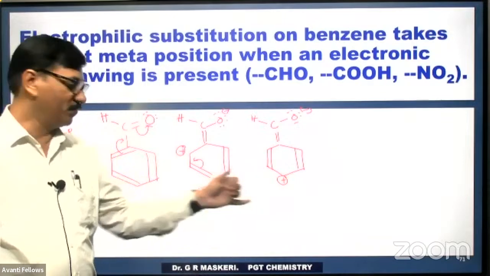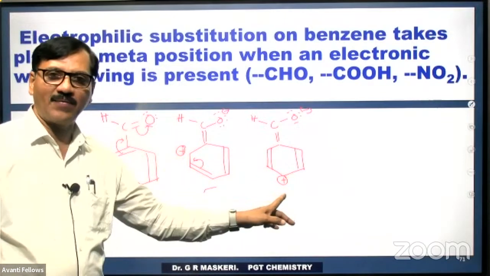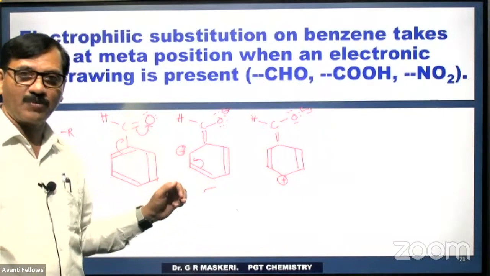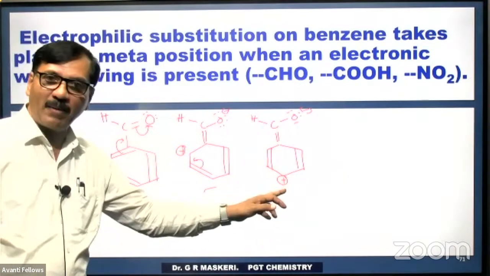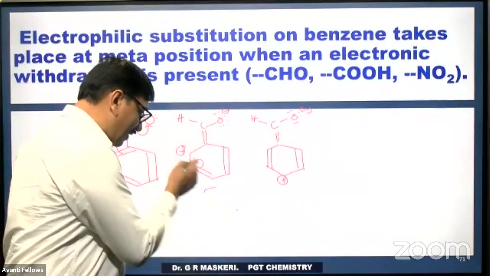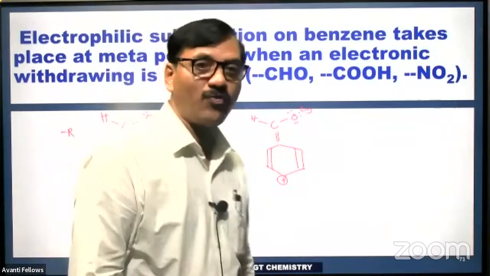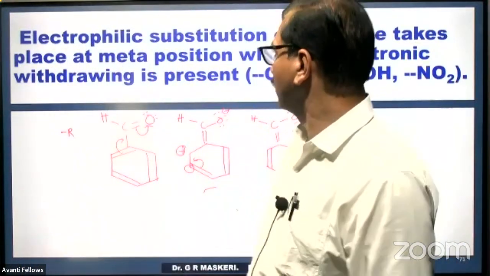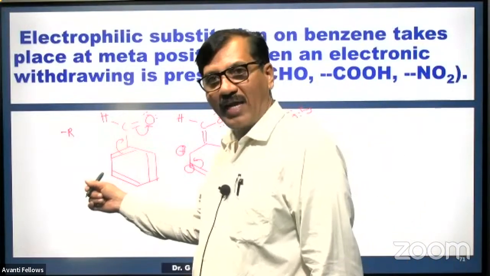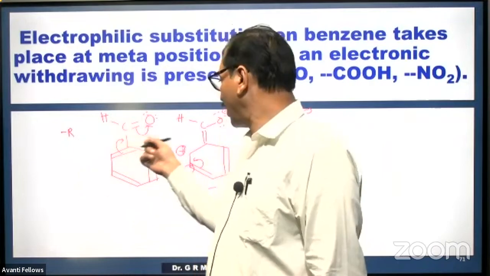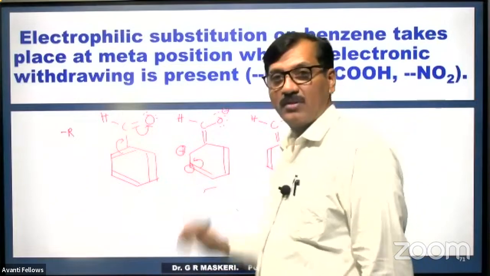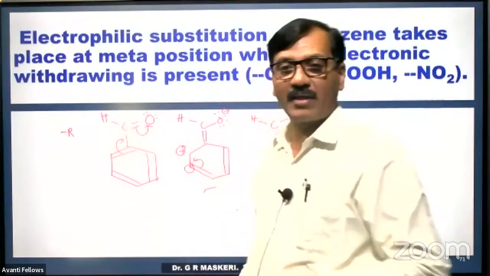Now, among these two, the ortho and para carbons have positive charge. Which carbon is electron rich? Compared to the ortho and para positions, the meta position is electron rich. Therefore, the electrophile, a seeker of electrons, reaches here. An electrophile is positively charged, so it cannot go to the ortho or para positions. They get repelled. Therefore, it will come to the meta position. Therefore, it is meta directing.